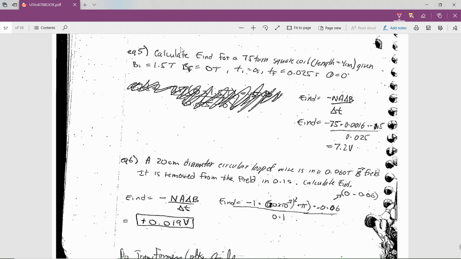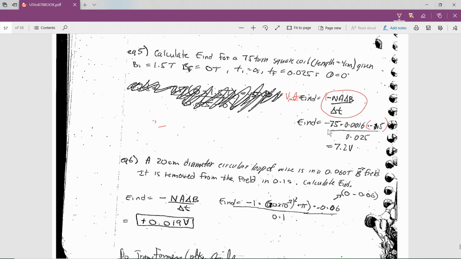Theta is 0, so cos theta is 1. So the induced voltage is minus NA delta B by delta T. Right, that's my V induced equals E induced equals minus NA delta B by delta T. So I know N is 75. I know delta B is minus 1.5. I know delta T.